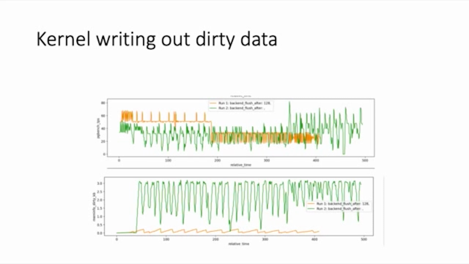So this is from proc meminfo, Dirty kB at the bottom. And that is pretty much the obvious consequence of what we did, which is you have a bunch more dirty data building up when you don't have backend flush after set. So when it's set to 0, the backends will never themselves do a system call to advise the kernel to write out dirty data. So you're getting more dirty data building up.